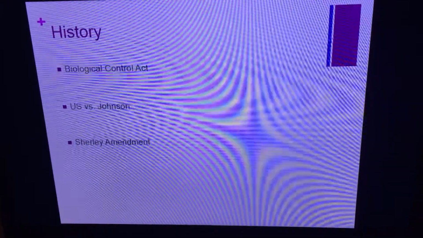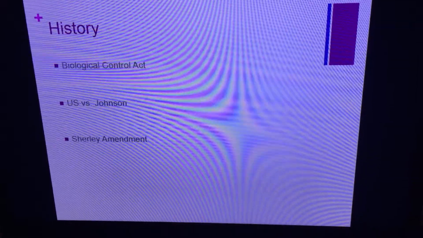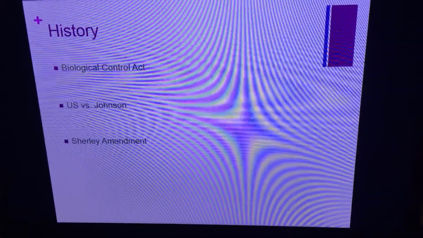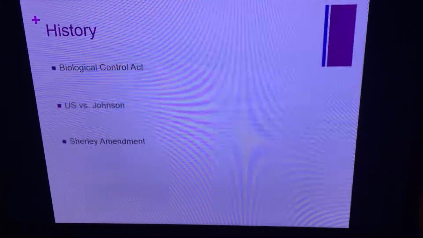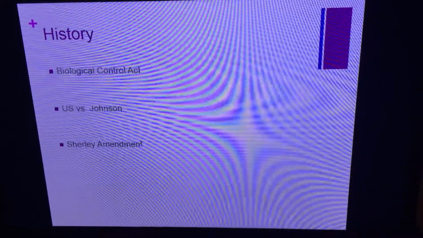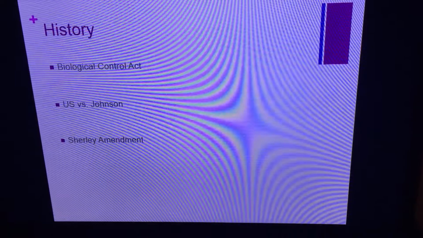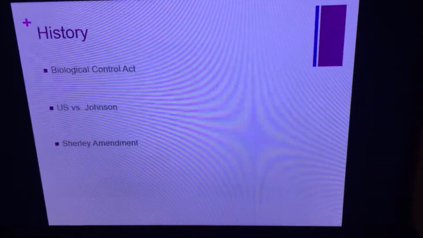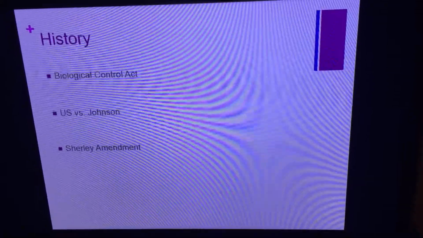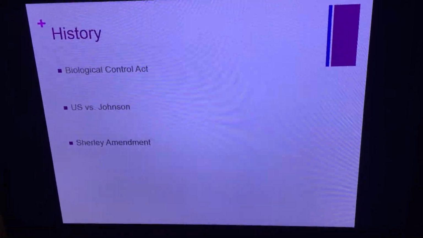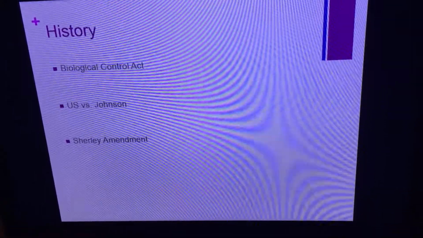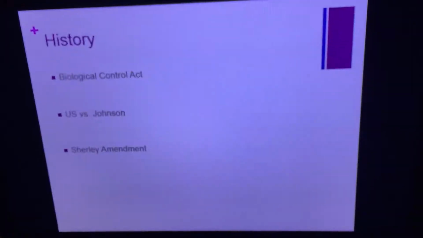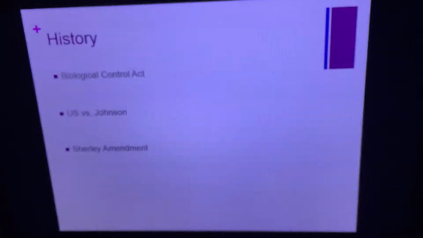The second was the U.S. v. Johnson Act. This act entailed not to use false therapeutic claims about certain drugs and to only advertise the facts. And then following that was the Shirley Amendment, and that was also related to using false labeling and to allude to therapeutic effectiveness when that just wasn't the case.